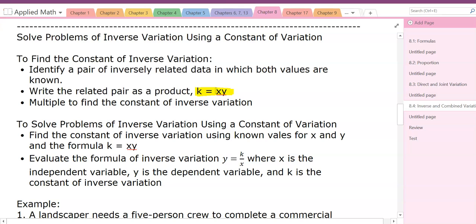Okay, so we're going to use that formula, or you can rewrite it again as y equals k over x. So you can use k equals xy if you're trying to find the constant. If you have the constant and you have one of the values from whatever they're giving you information about, you can use this setup, y equals k over x, to find the other missing piece. Remember, k is just the letter that they use to represent that constant.